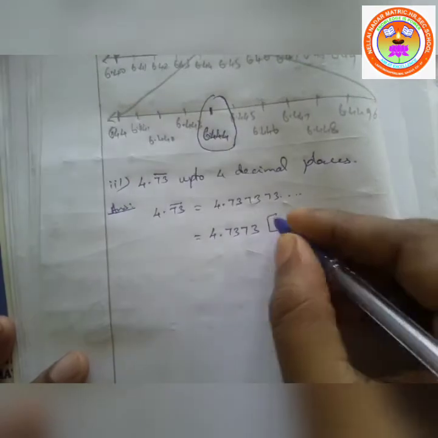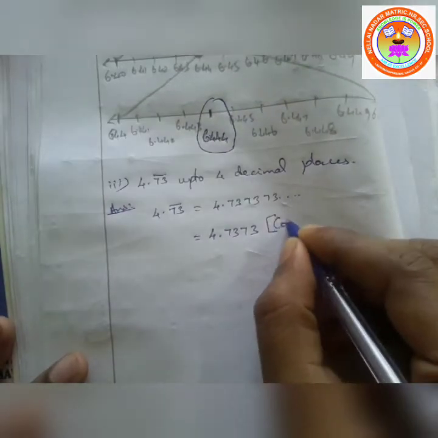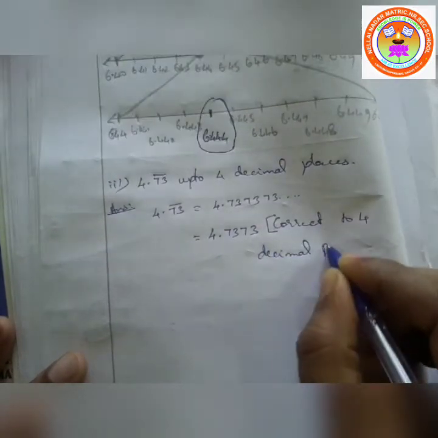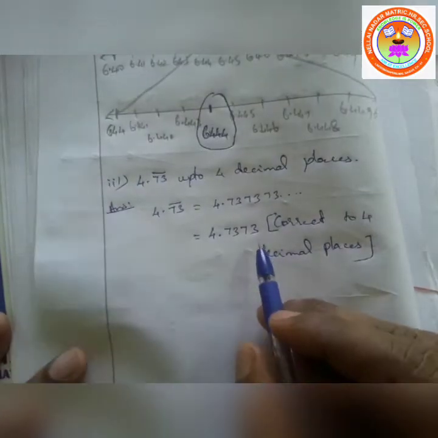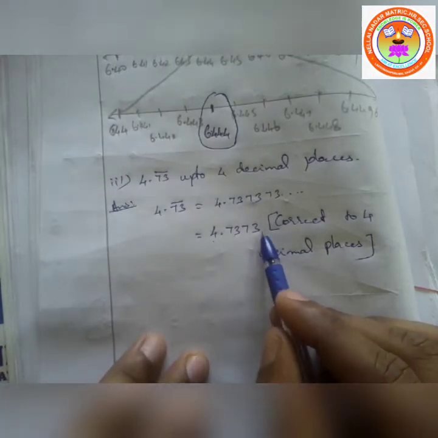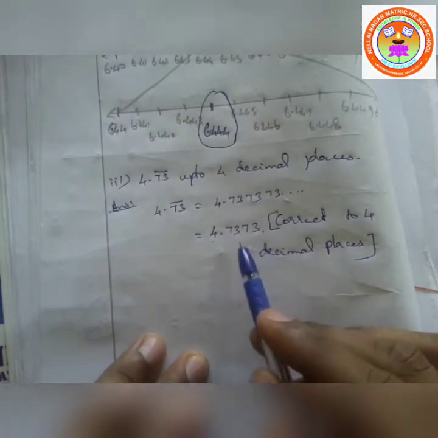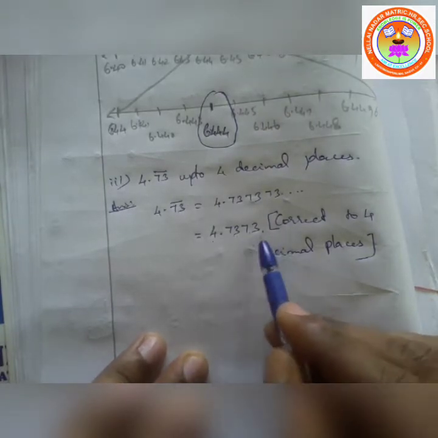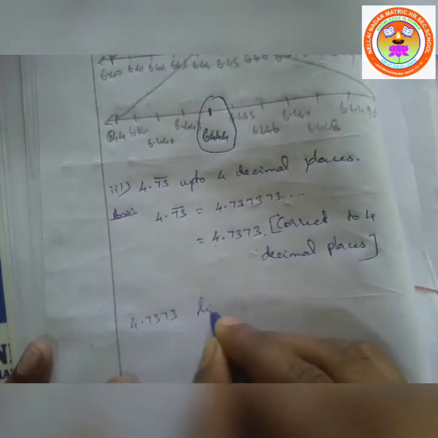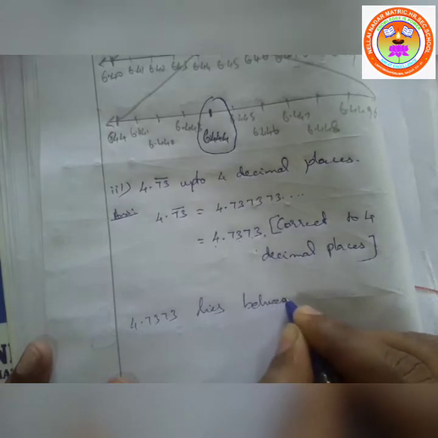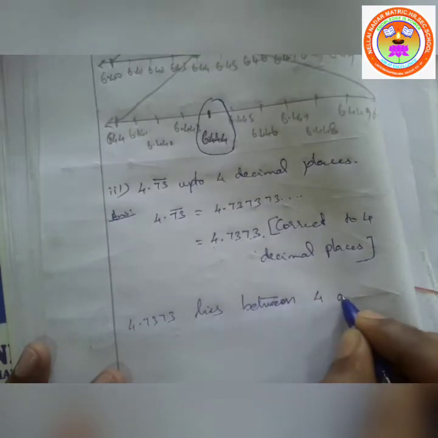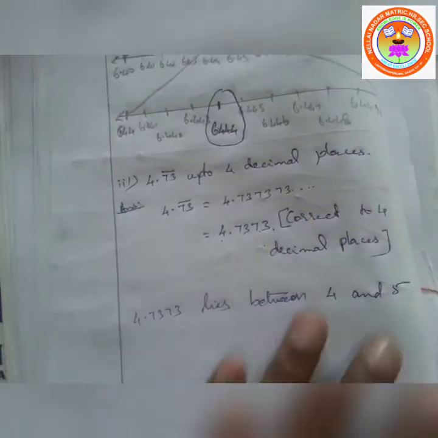What do we have to write here? Correct to 4 decimal places. Some of the teachers will say 4.7374, because they will round off the 3 into 4. It is also correct that 4.7373 is correct. So now the number 4.7373 lies between, tell me, from which number to which number does it lie? Yeah, very good. Between 4 and 5.